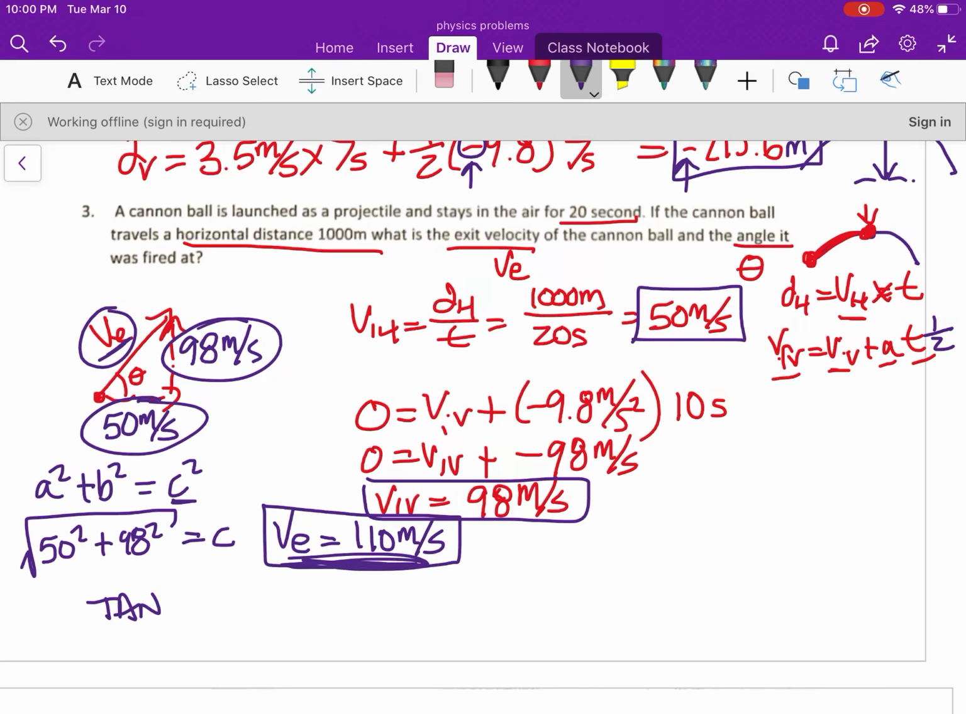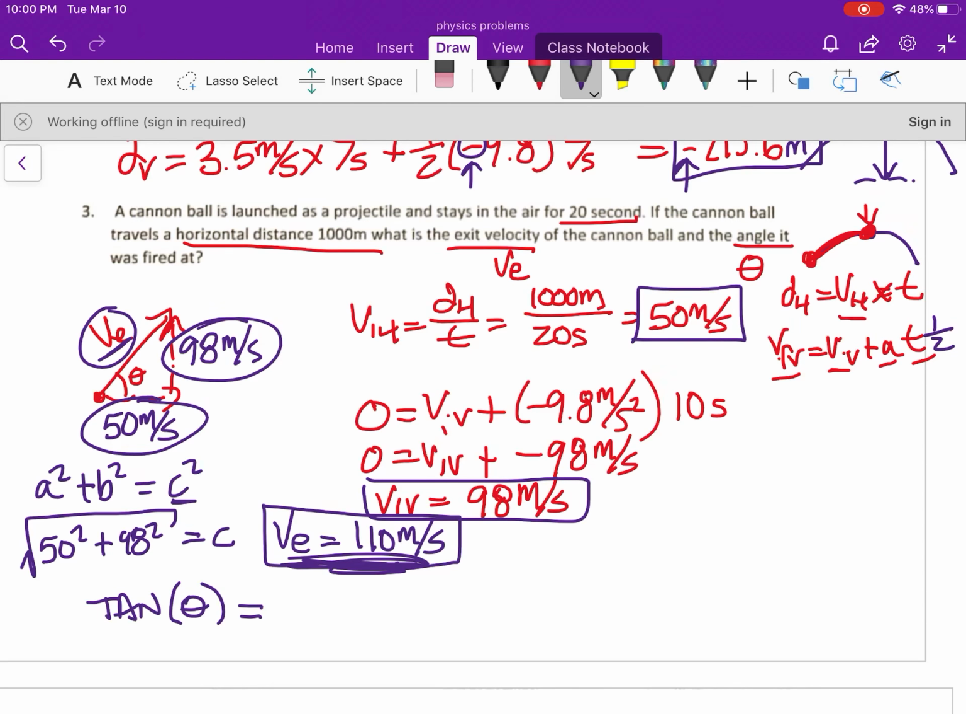So say we messed up and we got the wrong answer for our hypotenuse, and then I go to plug it into my tangent, or into my trig function. If I'm using the wrong answer to solve for the next answer, then that answer is going to be wrong too. So it's just good practice to use the given values to solve for our answer.